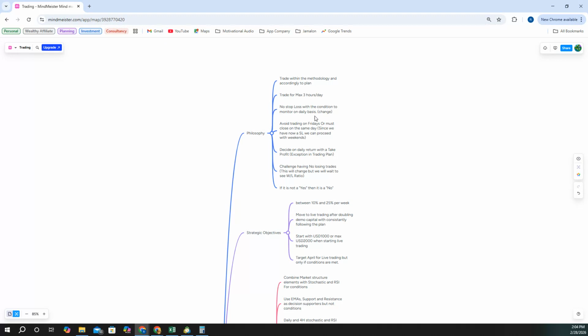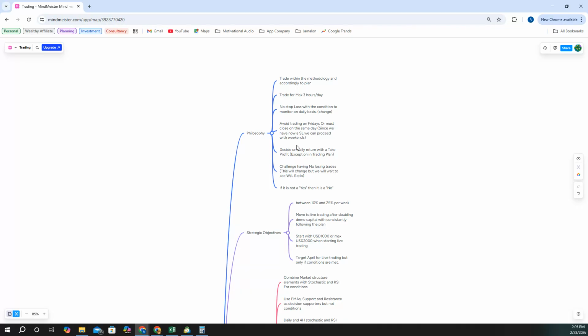Yeah, so I stopped this, and now we have a stop loss. And because of this, now we need to think of the Friday rule, the trading rule. Is it going to be affected or not? So yeah, these are the changes that happen to the philosophy. The challenge of having no losing trades is going to be affected as well because of the stop loss. There will be losing trades.